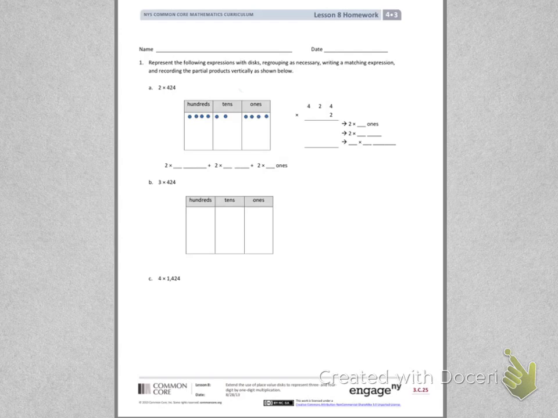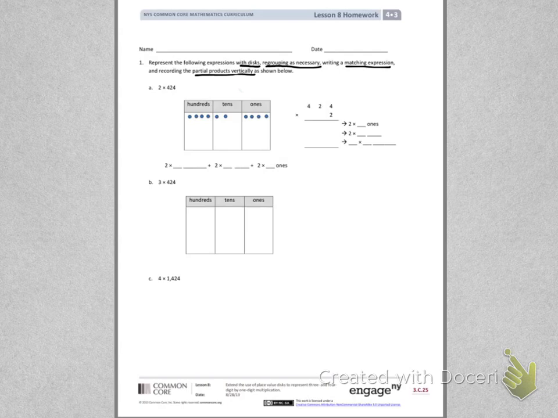We need to represent the expression with disks. That means we're going to need a place value chart. Regrouping as necessary, so that means changing our groups of 10 over. Writing a matching expression, and recording the partial products vertically, as shown below. Problem number 1 has been started for us.